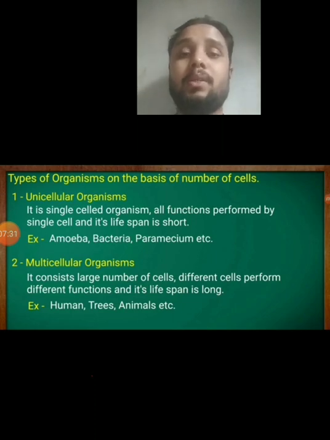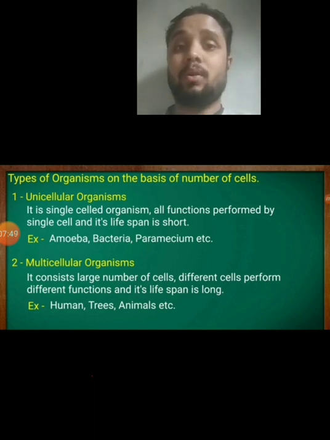Remember, for example, amoeba, bacteria, paramecium. These are the organisms which perform different types of functions through a single cell. Only through one cell they can perform different types of functions. Understood? Then multicellular organisms. Multicellular organism means that human beings are multicellular organisms.